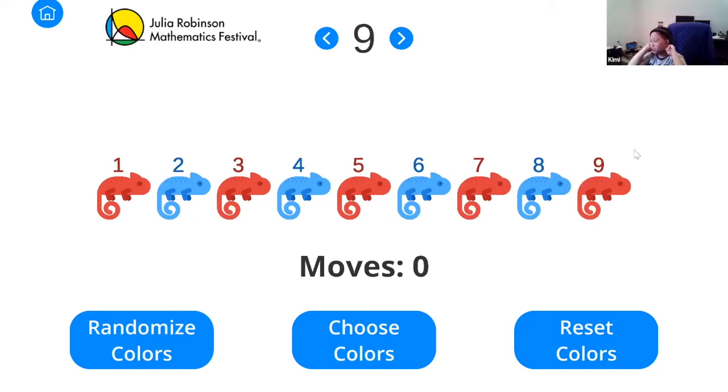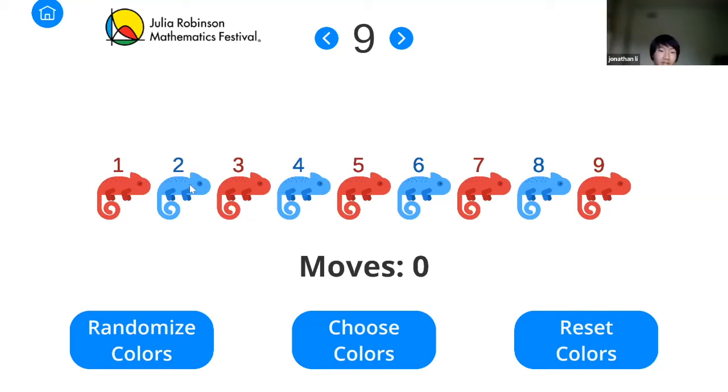Are we going to change it to the same color? Yeah, changing all of them to the same color. It doesn't matter if it's blue or red. No. Okay. It is possible, I think. Okay, so Gavin says no. It's not possible because there's one extra chameleon that's just going to mess everything up.